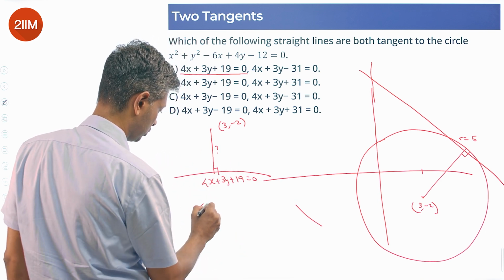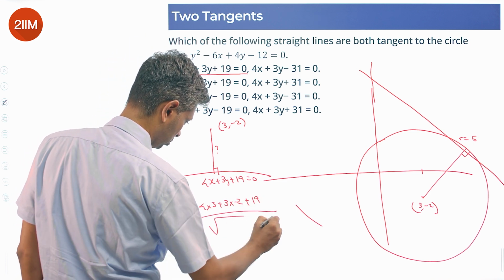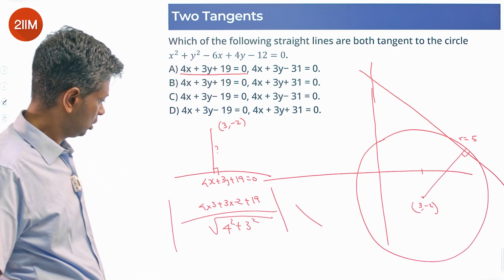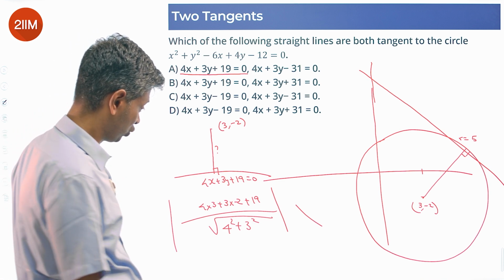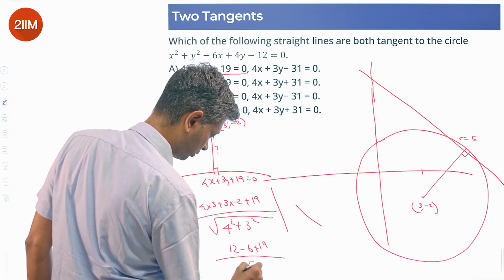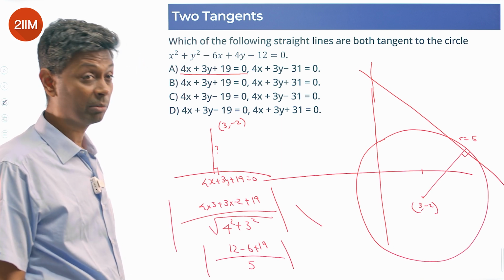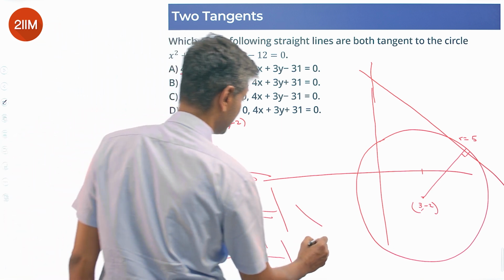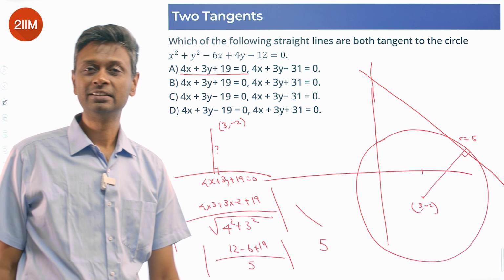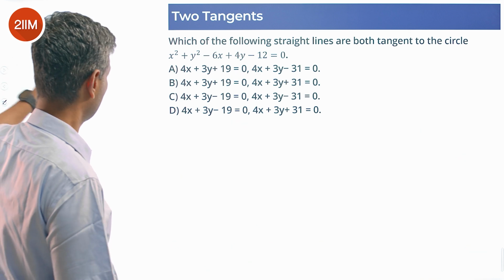What is this perpendicular distance? Modulus of 4 into 3 plus 3 into minus 2 plus 19, by square root of 4 square plus 3 square. 4 into 3 is 12, minus 6, plus 19, divided by 5. 6 plus 19 is 25, 25 by 5 is 5. Yay, brilliant. So 4x plus 3y plus 19 is definitely a tangent.